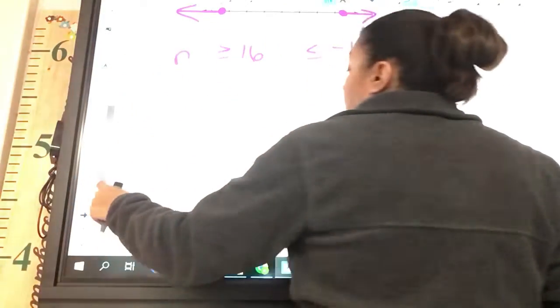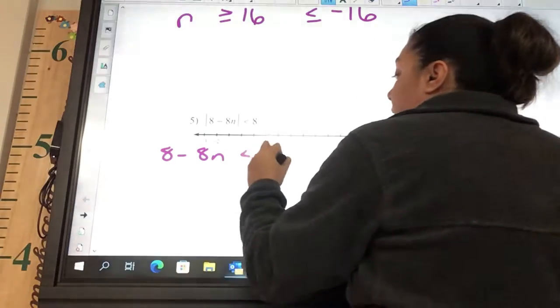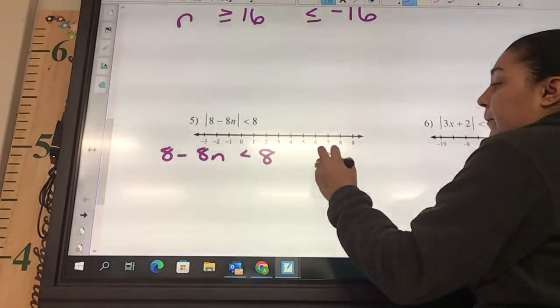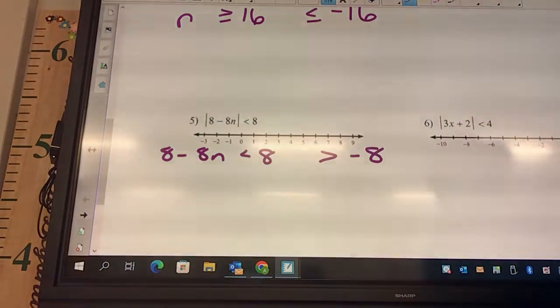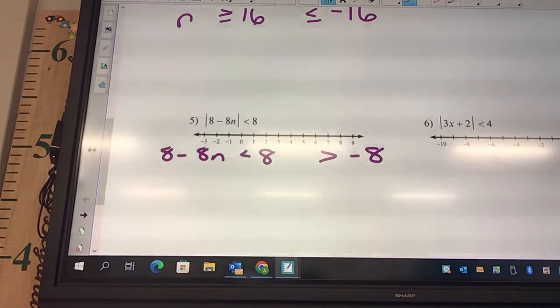Okay, 5. I'm going to write down here. I got 8 minus 8n. Okay, we're going to flip it and change it, because, again, there's nothing outside of those bars. If there is, then the rules change.